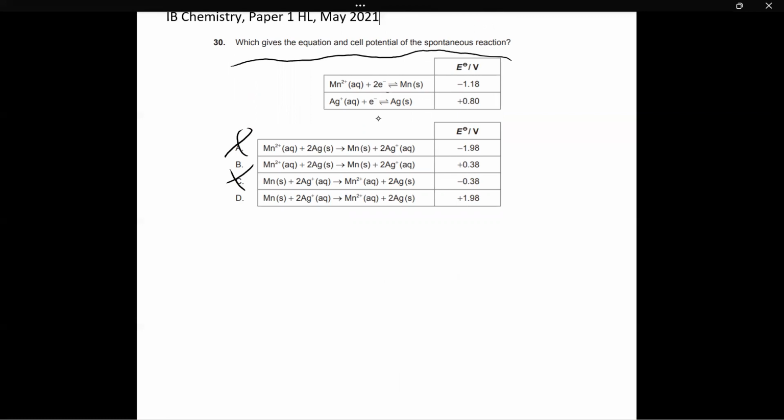And what I'm saying essentially is that this reaction, the forward reaction for silver to gain an electron and become Ag, has a higher chance of happening than for Mn2 plus to gain 2 electrons and become Mn, because Mn has a very low E0 value. This is the E0 value for Mn2 plus to gain 2 electrons and become Mn. And what this essentially tells us is that Mn is more likely to be oxidized than to be reduced.